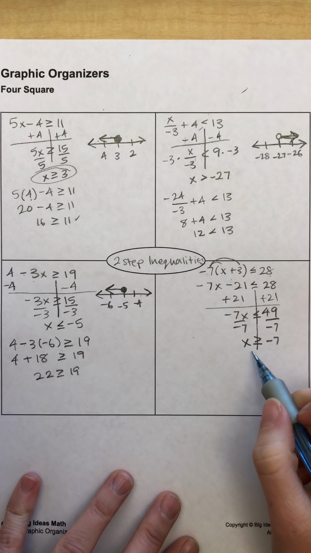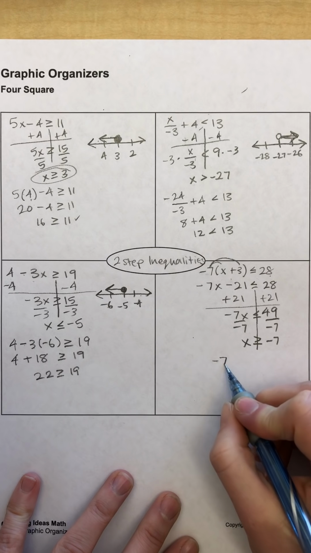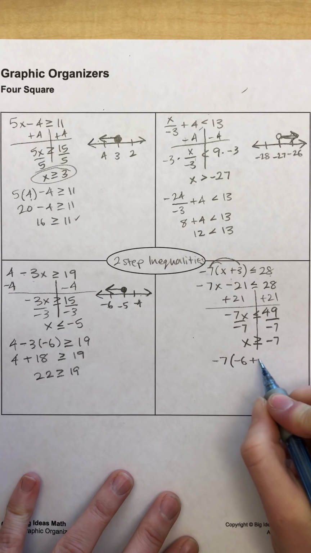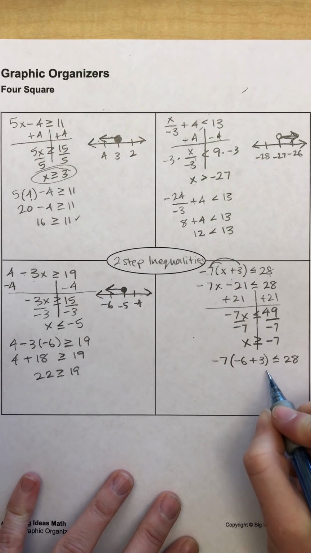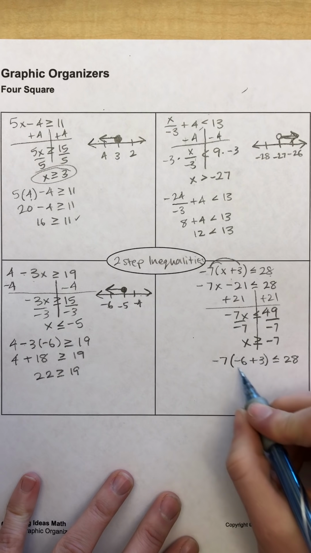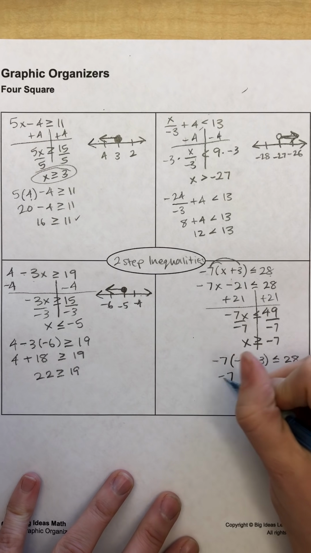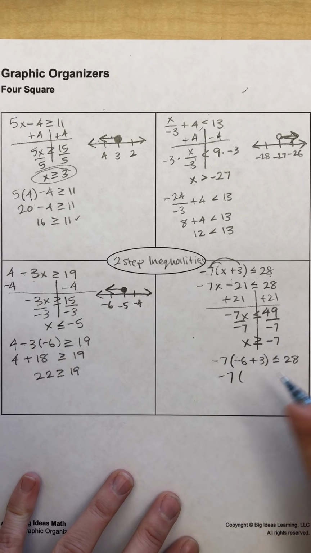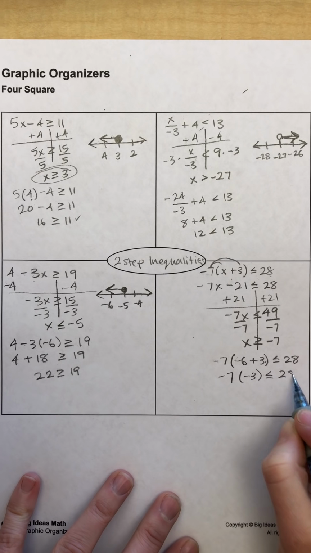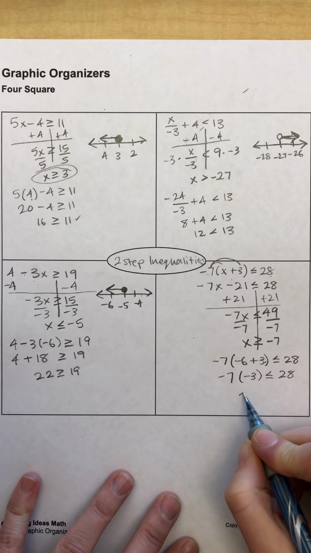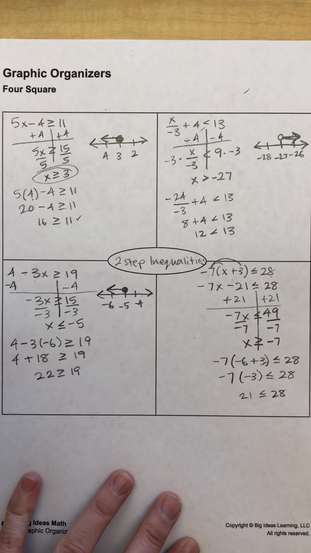So I want to pick something greater than negative 7, so let's say negative 6. So I have negative 7, parentheses, negative 6 plus 3 is less than or equal to 28. Remember, when you're doing this, you need to be following PEMDAS, so you need to do this first. Do not distribute first, please, in case you made a mistake distributing. Negative 6 plus 3 is a negative 3. So negative 7 times negative 3 is 21. So 21 is less than 28. That is a true statement, so that works.